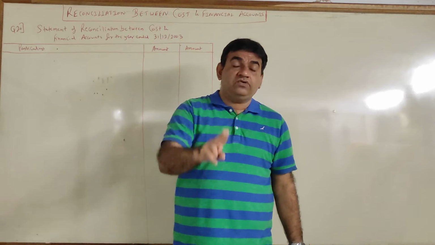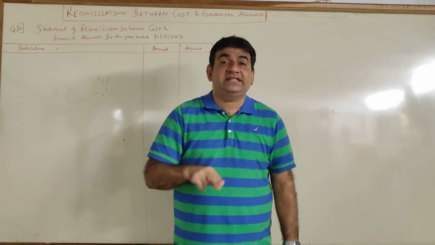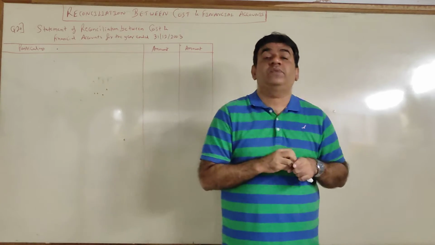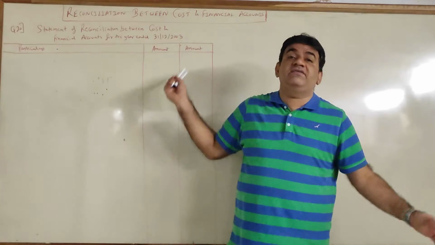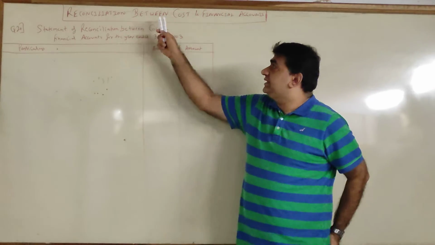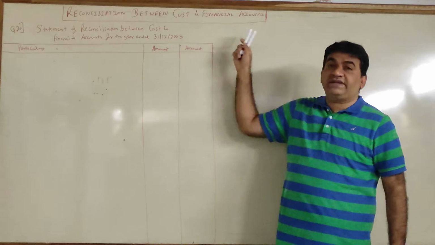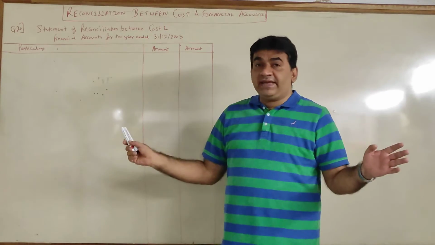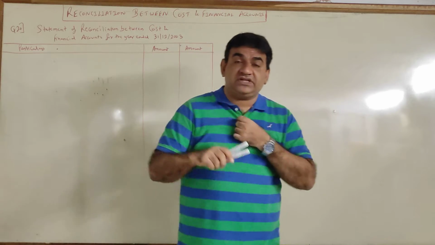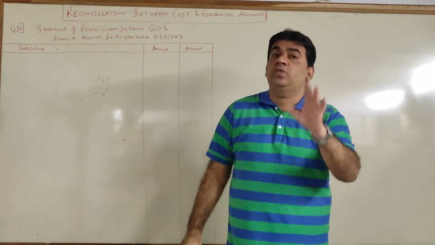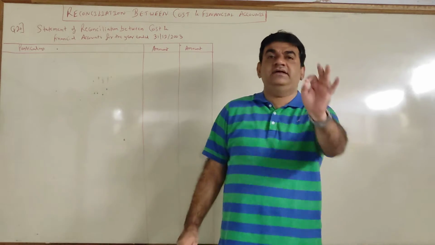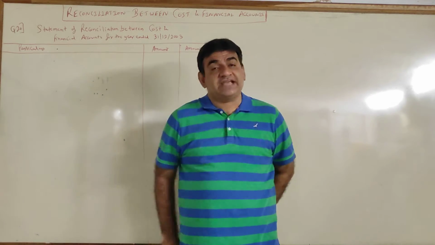Now find out why there is a difference of 20,000. What is the reason for that difference of 20,000? That is reconciliation. So in short, the meaning of the chapter, reconciliation between cost and financial accounts, is: compare the profit as per cost accounts, compare the profit as per financial accounts, and find out what is the difference in the profit and what is the reason. That is the simple base of this chapter.